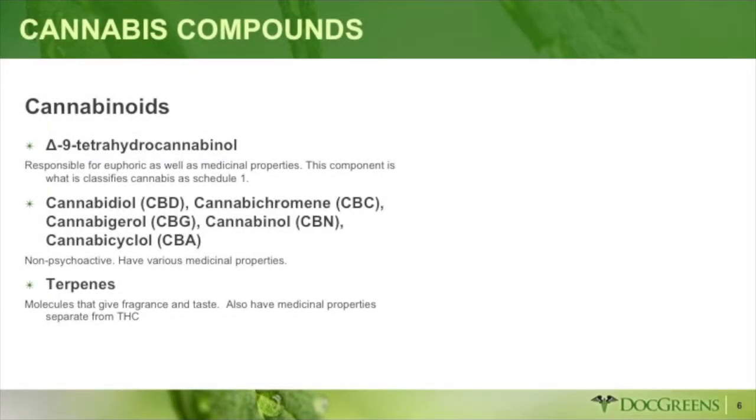Cannabinoids, these are the compounds that we're going to talk about, this is what's actually in those little trichomes that we saw in the first picture. There's many different cannabinoids. The main interesting one for us is delta-9 tetrahydrocannabinol, which is also known as THC. This is what's responsible for the euphoric effects, as well as many of the medicinal properties as well. And then this is the component that is actually classified as a Schedule 1 drug by the DEA, and we'll get a little bit more into that.